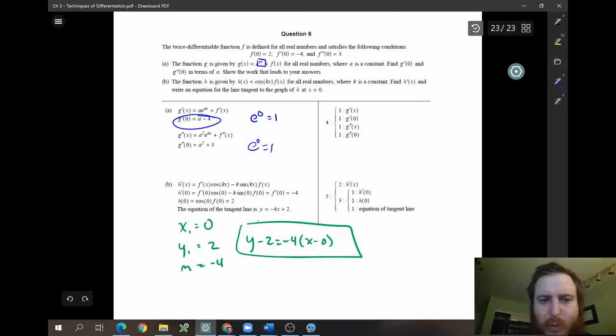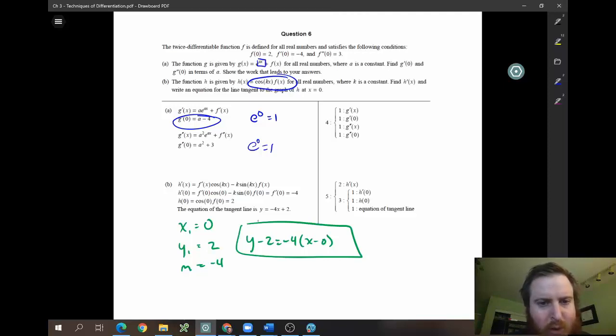And in the bottom, the function h is given by h of x equals cosine of kx times f of x, for all real numbers, where k is a constant. Find h prime of x, and write an equation to the tangent line. So basically x1 is 0, and for y1, we're going to plug in 0 into this. So cosine of 0 is 1, and f of 0 was 2. 1 times 2 is 2. Then for m, we're going to take the derivative.